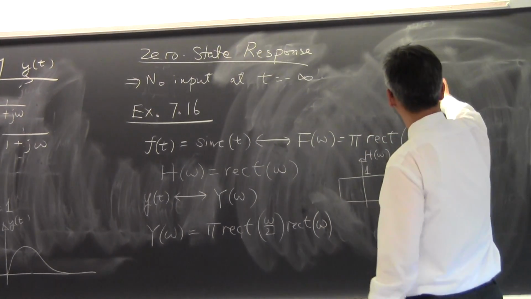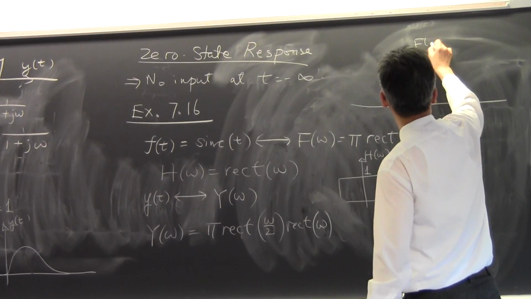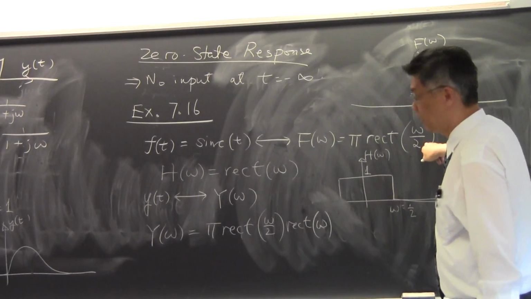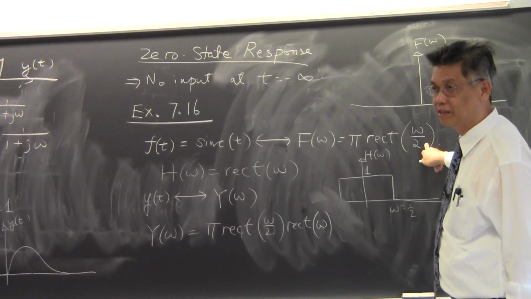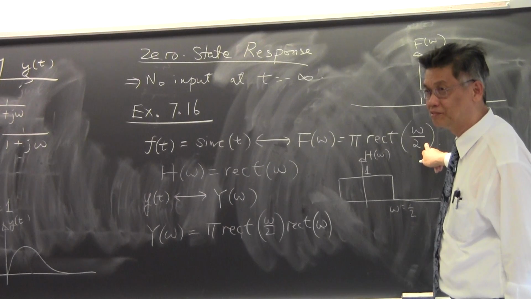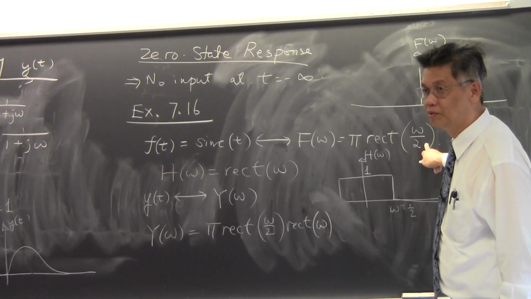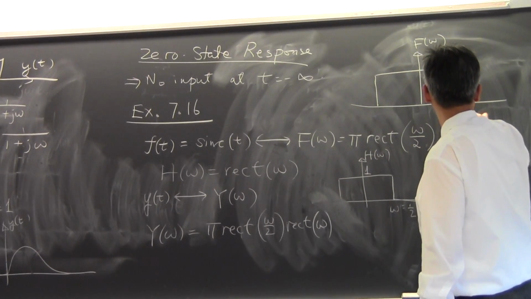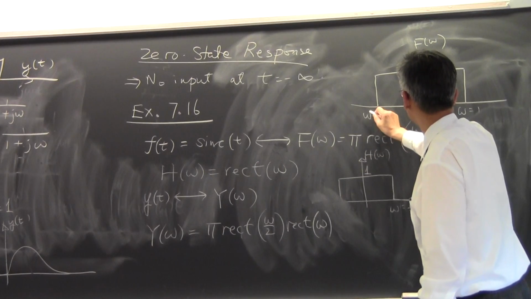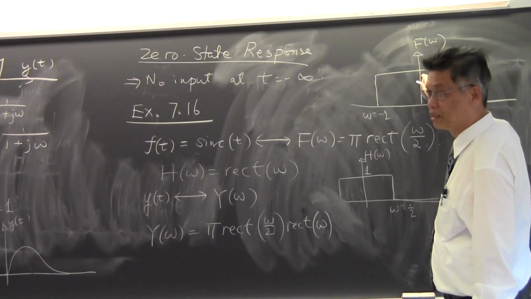But if you were to plot f of omega, how does it look like? F of omega, when would it become 0? What would omega be? Omega over 2 has to be half. So omega must be 1. Okay, so it would look something like this. Omega equals 1, omega equals minus 1, then it goes to 0. But what would its value here be?